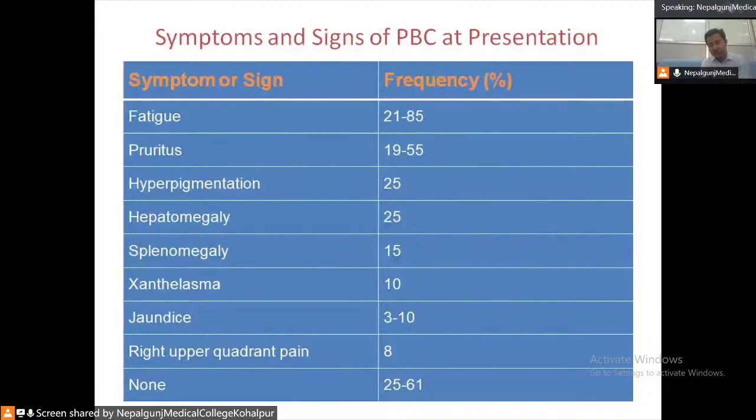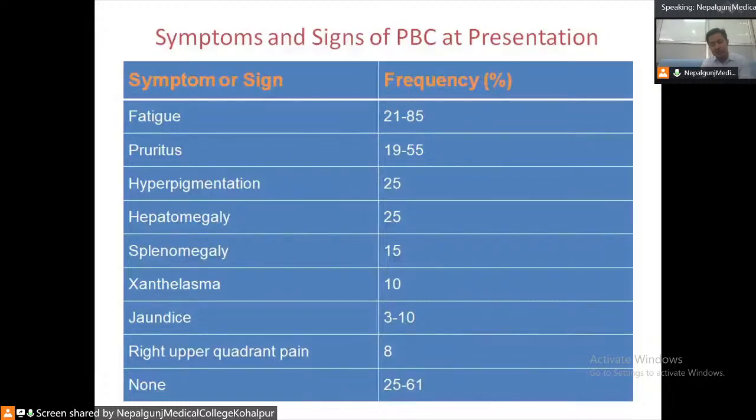Okay, cholestasis. This cholestasis affects the excretion of cholesterol from the liver. Cholesterol is also bile induced. So when there is cholestasis, more cholesterol is absorbed. Okay, this is the reason there is hyperlipidemia.